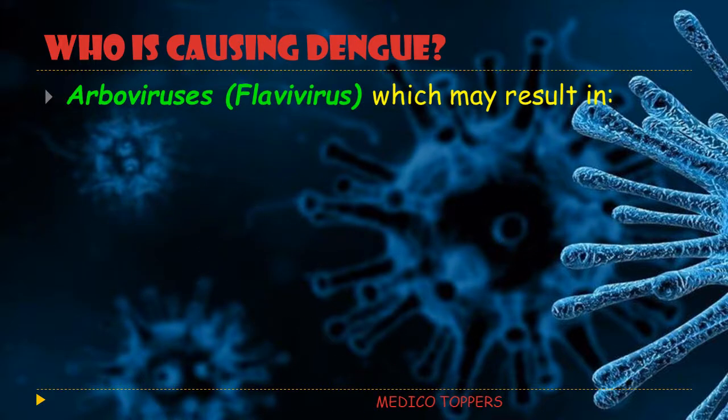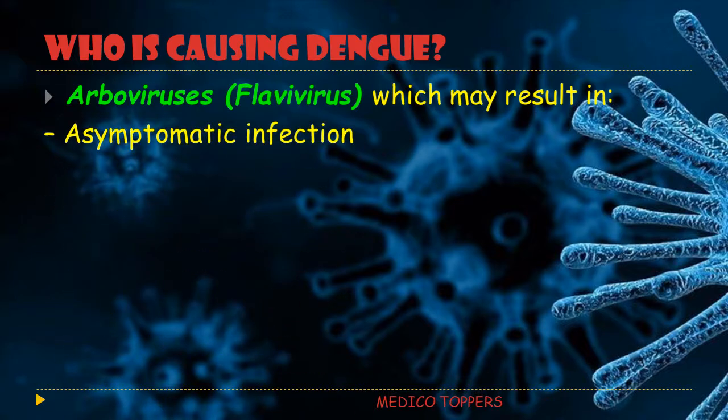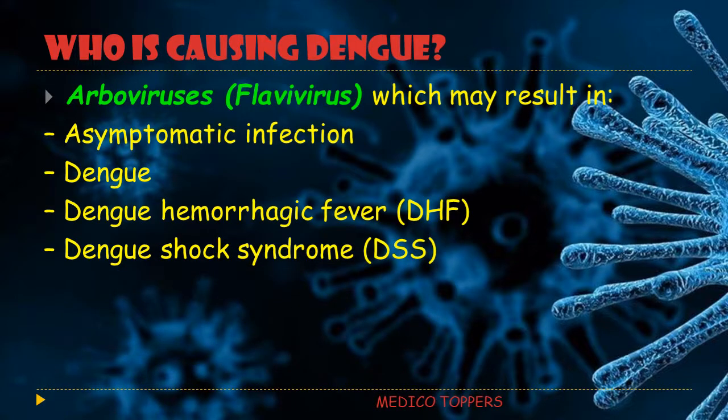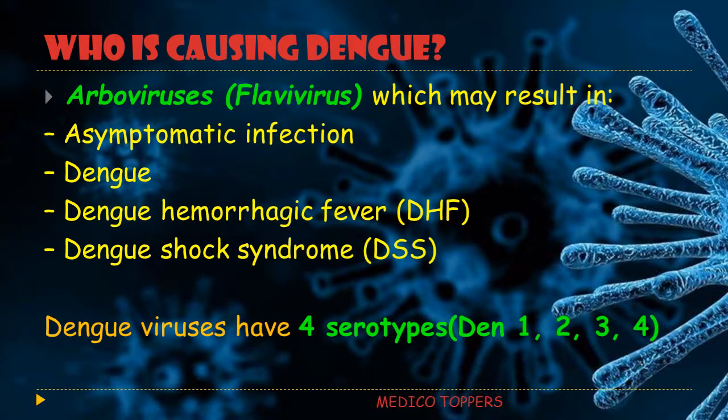Let's see. It comes from the arbovirus family, that is flavivirus, and it may result in four different types of infection. That is, first one asymptomatic, second dengue, then dengue hemorrhagic fever, and dengue shock syndrome. And in case of the flaviviruses, we have four serotypes, that is dengue 1, 2, 3, and 4.